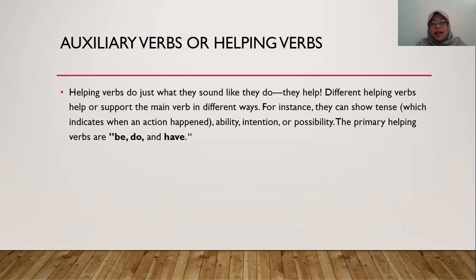And the third one is about auxiliary verbs or helping verbs. Helping verbs, as the name says, do just what they sound like they do. They help, yeah? Different helping verbs help or support the main verb in different ways. For instance, they can show tense, which indicates when an action happens, or also ability, intention, or possibility. The primary helping verbs are be, do, and have.